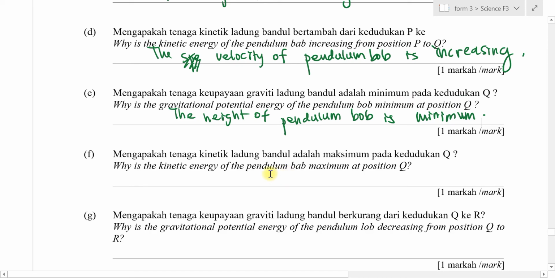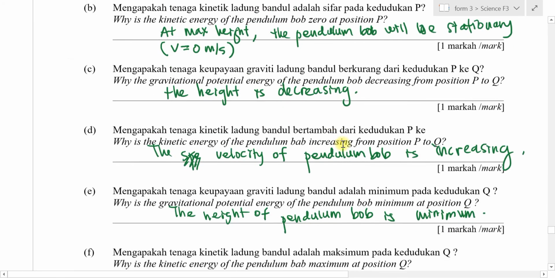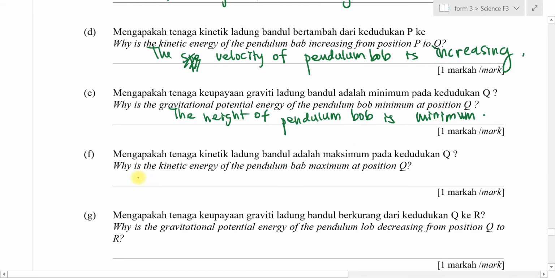Why is the kinetic energy of the pendulum bob maximum at position Q? Because the speed is maximum at here. Speed sollradhu, I say velocity only. Because the velocity of the pendulum bob is maximum.